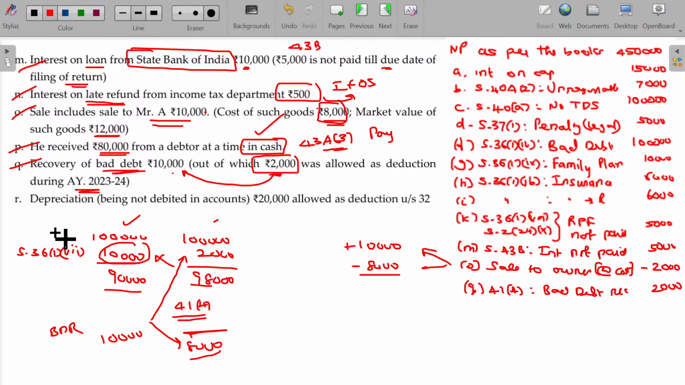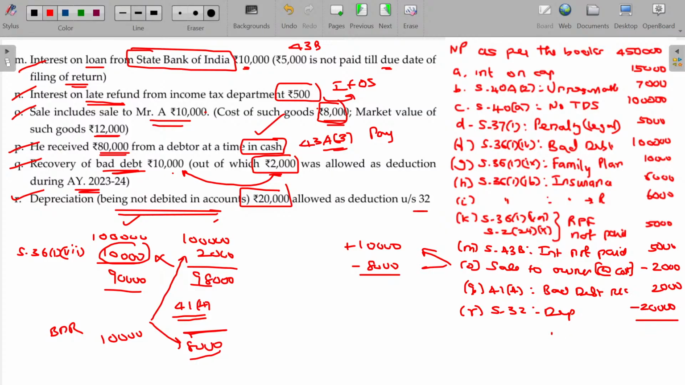Then, depreciation not debited in accounts, 20,000 allowed as deduction. Of course, you can claim the deduction. Under Section 32, the depreciation as per the amount calculated under Section 32 is deductible only. So 20,000 is deductible.